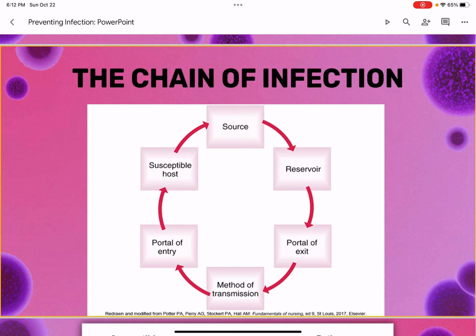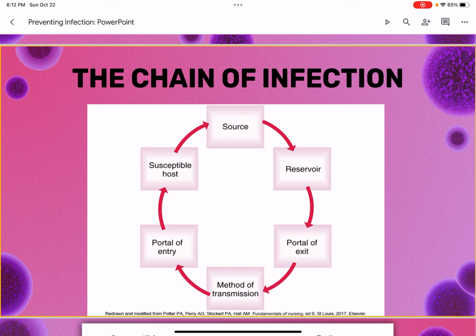The chain of infection describes how microorganisms are transmitted from one person or place to another person or place. The source is the pathogen. The reservoir is where the pathogen grows and multiplies. The portal of exit is the way the pathogen leaves the reservoir. Exits are the respiratory, gastrointestinal, urinary, and reproductive tracts. Breaks in the skin and the blood are also portals of exit.